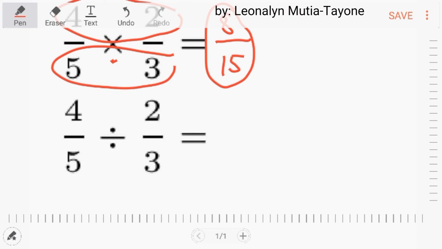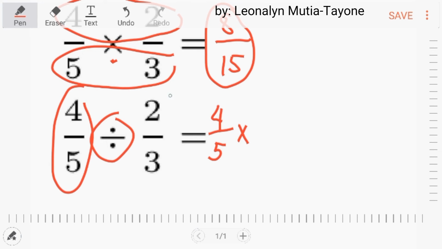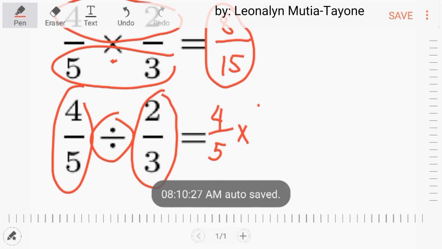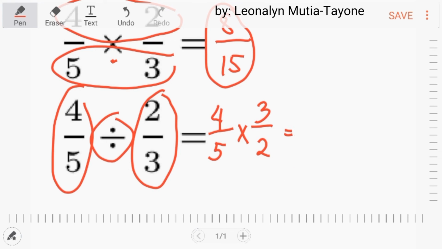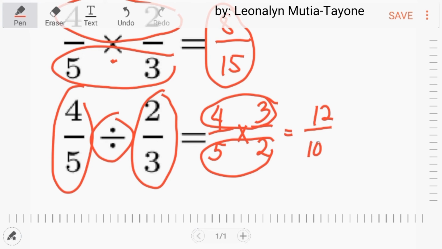Next, sa division naman, ang ito, the same lang siya. Ang division maging multiplication at reciprocal nitong divisor natin maging 3 over 2. Now, pwede na natin siyang i-multiply. Numerator to numerator and that is 12. Denominator to denominator and that is 10. Pwede natin siyang ma-list. So, 12 divided by 10 and that is 1 and 2 over 10. Ang 2 over 10, pwede pa natin ma-list. So, 1 and 1 over 5. So, 1 and 1/5 ang sagot dito.